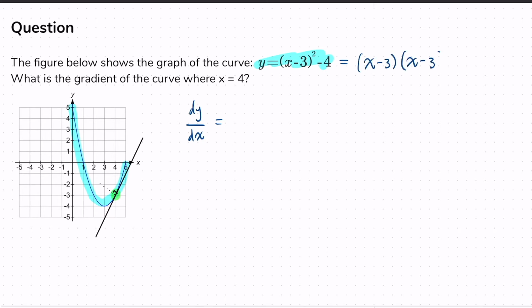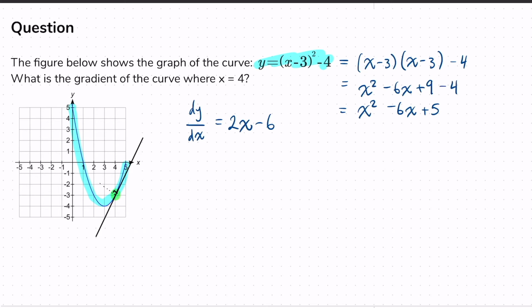So that's x squared minus 3x minus 3x, well that's minus 6x, plus 9 minus 4. That simplifies to x squared minus 6x plus 5. Now let's differentiate this. The 2 comes down and becomes 1 at the top. The second term becomes that. Now this expression tells me something about the gradient.